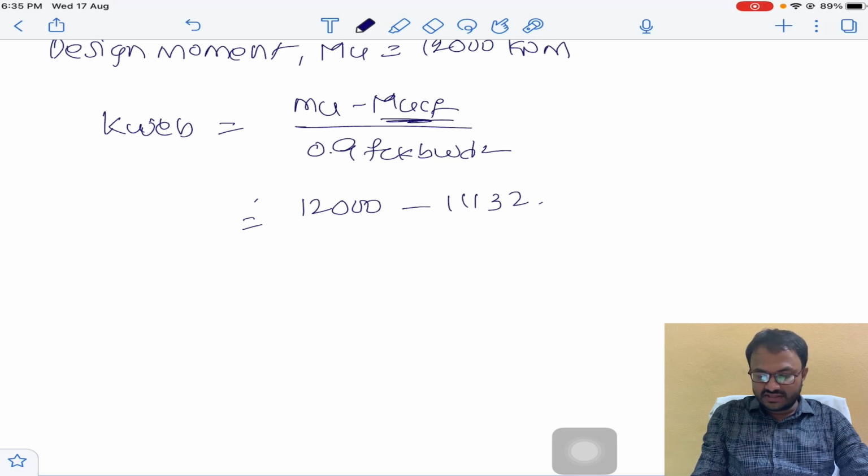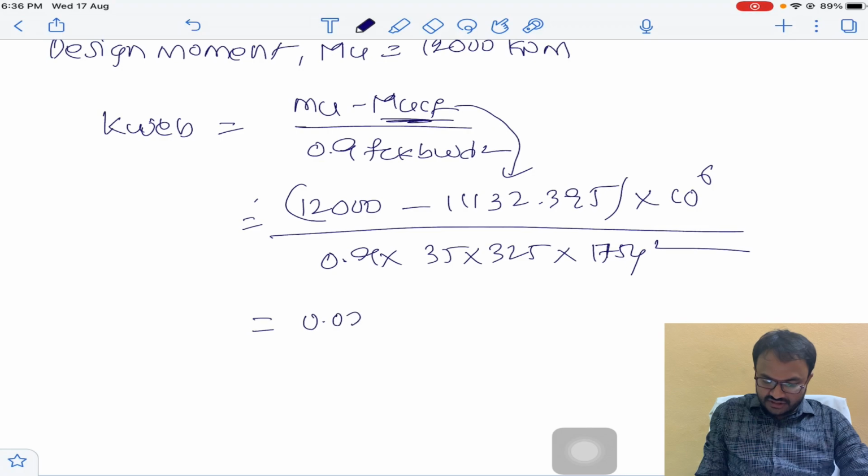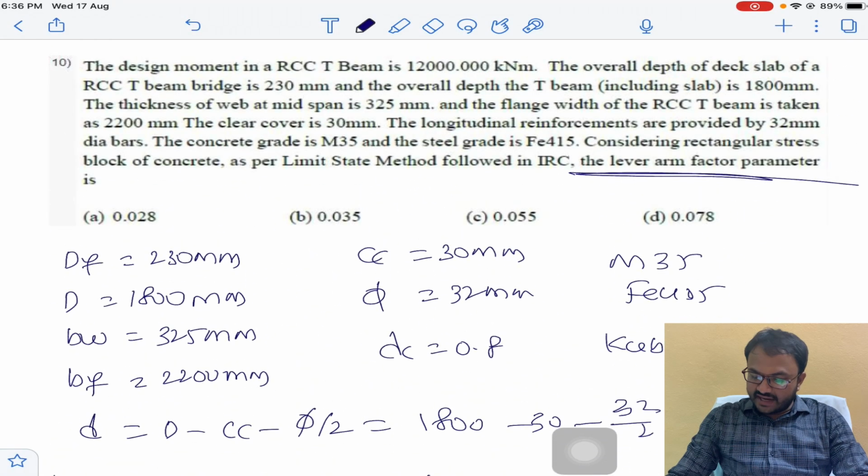So in the 8th problem we got this MUCF 1132.395. I am converting this into newton meter. This is 10 power 6 and 0.9 FCK is 35, B is equal to 325, D is equal to 1754. So it is BD square. So you will get 0.028 as the answer. This is the lever arm factor 0.028.